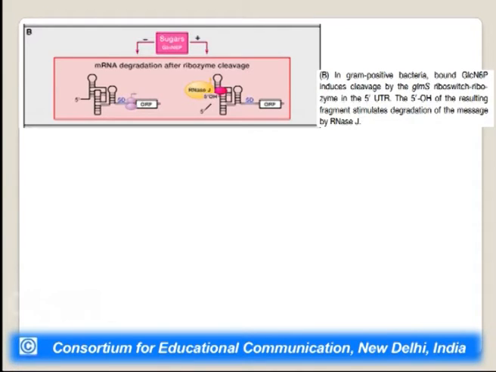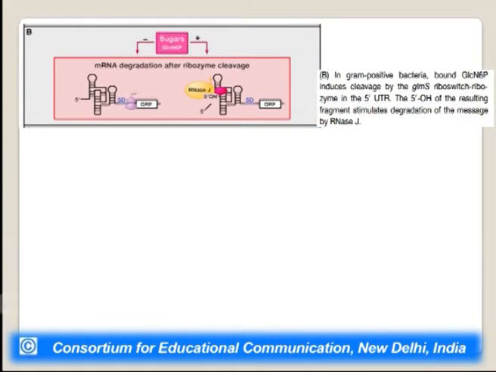So, one of the mechanisms by which this particular metabolite controls the gene expression is by mRNA degradation after the ribozyme cleavage. Ribozymes are enzymatic, catalytic RNAs. So, upon binding of the ligand, the catalytic RNA will cleave the upstream untranslated region, and therefore the 5' OH of the resulting fragment stimulates the degradation of the message by RNase J. So, cleaving by the ribozyme will let the RNase J bind to it, and therefore it will degrade the mRNA.